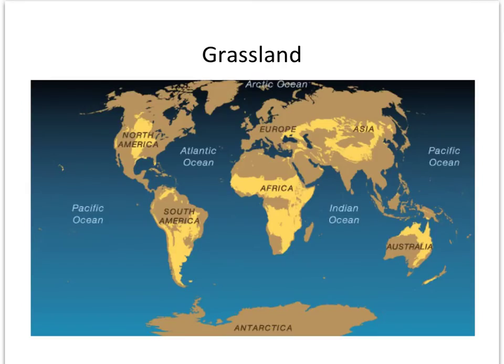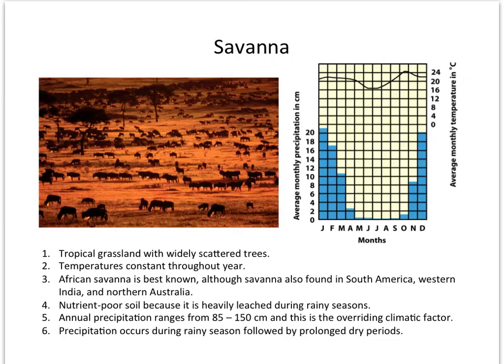A savanna biome would be a biome that we would see in Africa, and these are tropical grasslands in which you have widely scattered trees. You have very low precipitation, or you have intense seasonal rainfall with prolonged periods of drought. And that's what you have here. You have rainfall here in the winter months and this prolonged dry season here in the spring and summer months. Precipitation can range between 80 to 150 centimeters a year.